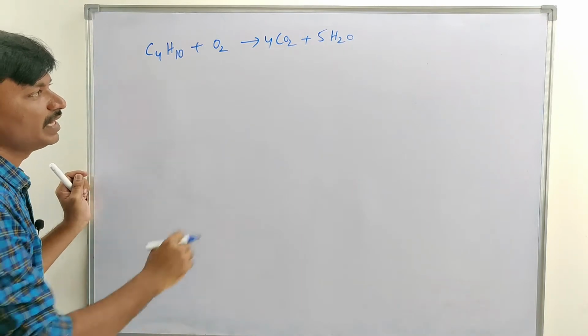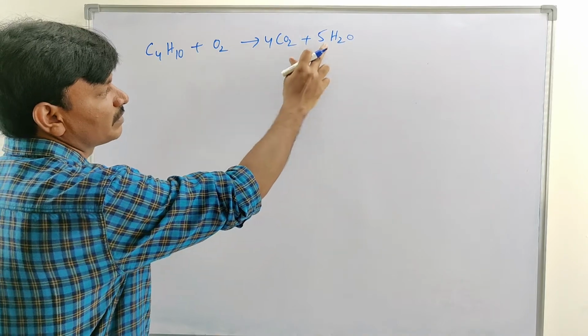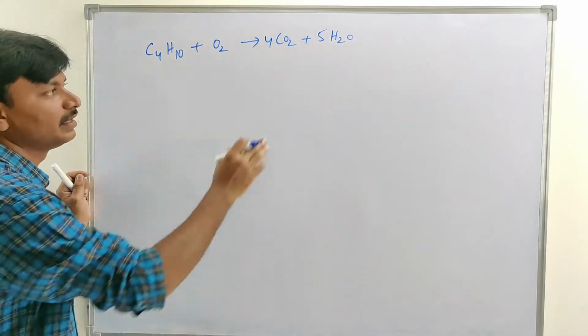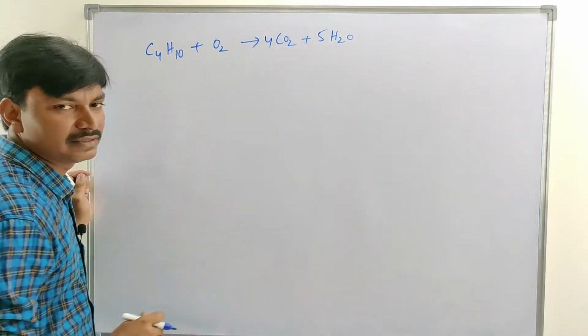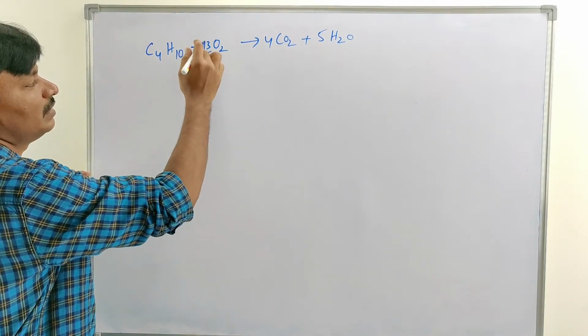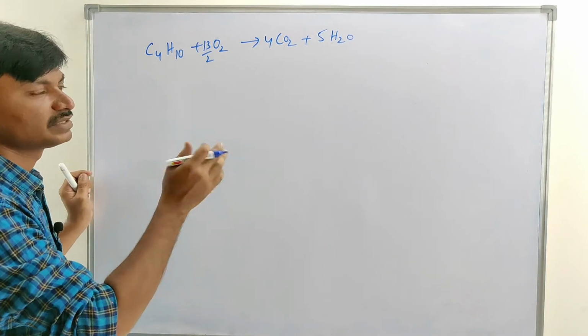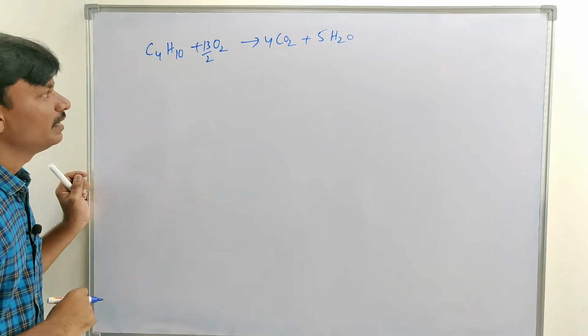Okay? Balancing oxygen atoms. Here it is 4 into 2, 8 oxygen atoms, plus 5. Totally 13 oxygen atoms are present in the product side. Here it is 13 by 2, 13 by 2 into 2, that is equal to 13 oxygen atoms on both sides. Okay, clear?